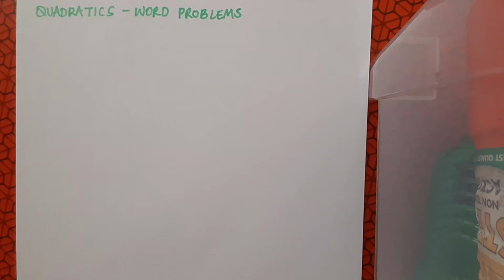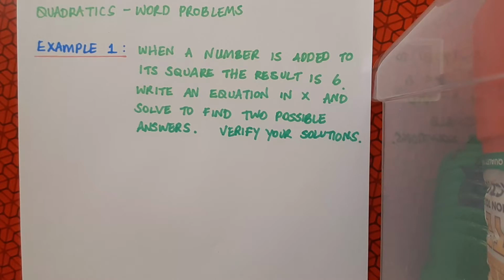This video is on solving word problems involving quadratics. Here's my first example. When a number is added to its square, the result is 6. Write an equation in x and solve to find two possible answers.